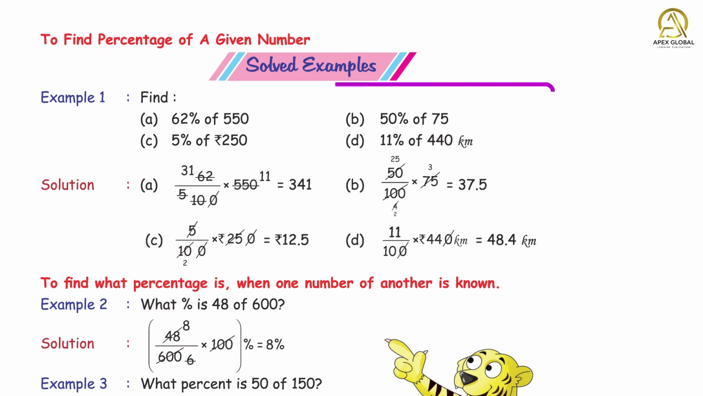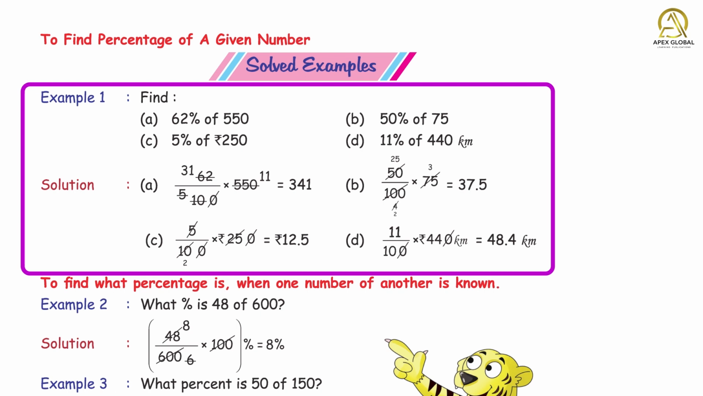Solved example. Example 1. Find A 62% of 550, B 50% of 75, C 5% of rupees 250, D 11% of 440 km. Solution. A 62 upon 100 into 550 is equal to 341. B 50 upon 100 into 75 is equal to 37.5. C 5 upon 100 into rupees 250 equals rupees 12.5. D 11 upon 100 into 440 km is equal to 48.4 km.